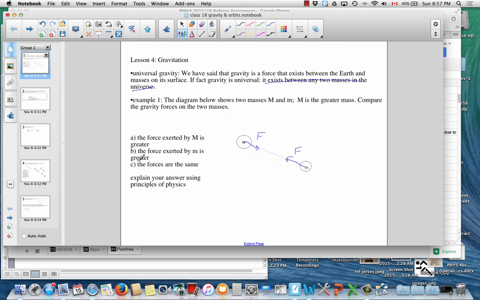Well, hopefully you agreed that the forces have to be the same, because the amount of force depends on both the mass being pulled and the mass that's doing the pulling. So it depends on the product of the two masses. And consequently, whether it be big M, little m, or little m, big M, the order doesn't matter, the magnitude of the force will be the same. Another way to argue is that these are an action-reaction pair, and that consequently the forces have to be equal and opposite.